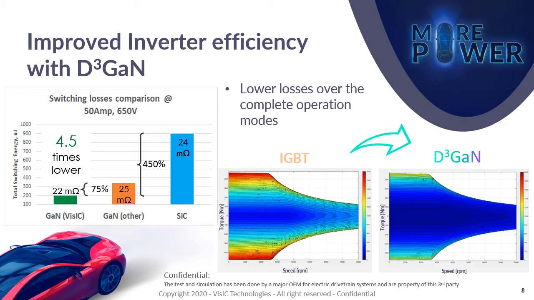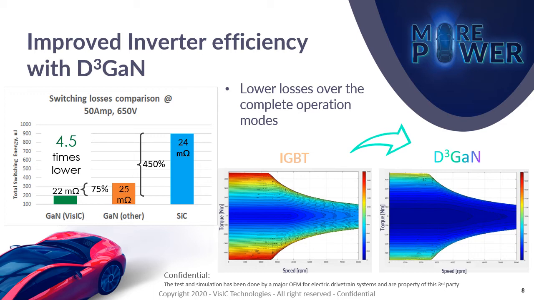The graph in the center shows losses for an inverter using IGBT technology, and the one on the right is using VisIC D3GaN. It is quite evident that by using GaN technology, it is possible to reduce the losses over the entire operational range. This is enabled by the significant reduction of switching losses using VisIC GaN technology.